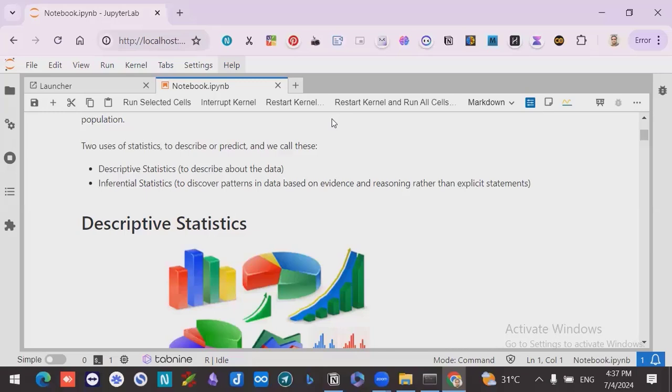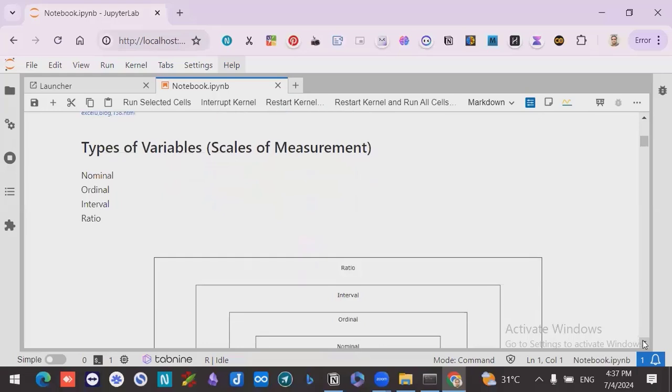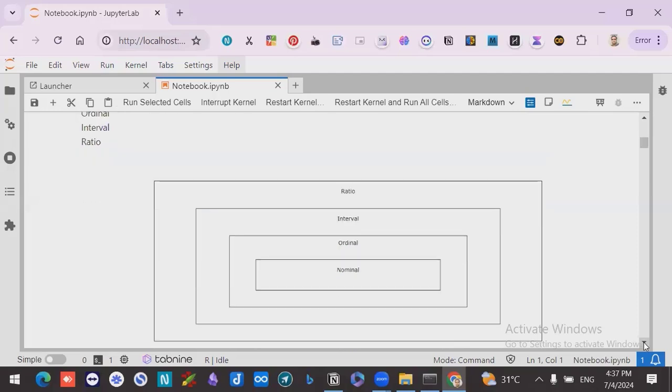Based on that, we can decide. So that's the main thing. So that's statistics. Okay. Now, before that, we have to understand, like I explained, that understanding variables is important. What is nominal, what is ordinal, what is interval, what is ratio. Let's try to understand here.